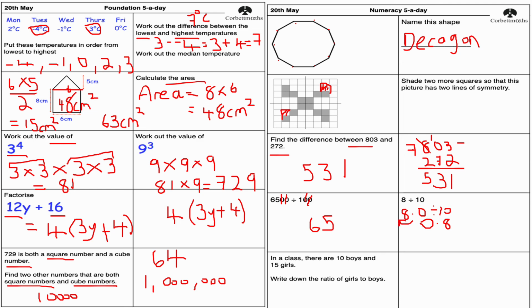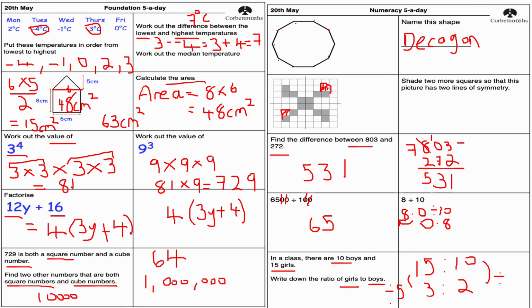Okay, next question. In a class there are 10 boys and 15 girls. Right, the ratio girls to boys, well, it's going to be 15 to 10, and I can simplify that if you're interested by dividing both sides by 5. Okay, I get 3 to 2. Okay, by dividing both sides by 5. Okay, that's if you are interested, guys.